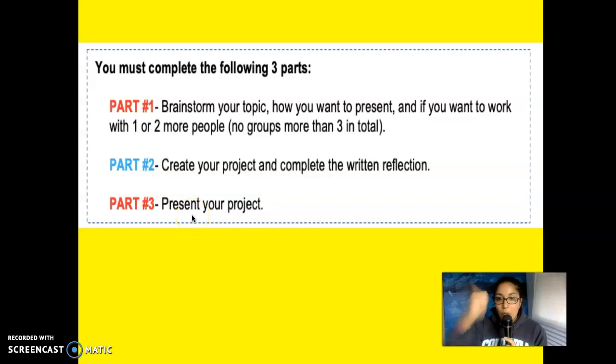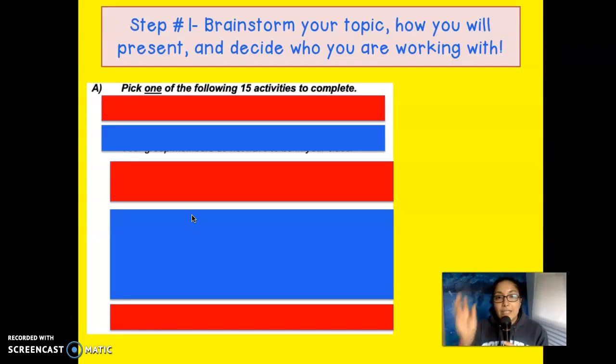All right, so step 1, decide on what your project will be and who you're working with. Step 2, make your project and write a reflection. Step 3, present it. Okay, so let's dive into step 1 a little bit more, because that's what you're going to do today. Today you're going to brainstorm your topic, how you're going to present your information, and who you're going to work with. So first you're going to pick one of the 15 activities that I'm going to go through today.